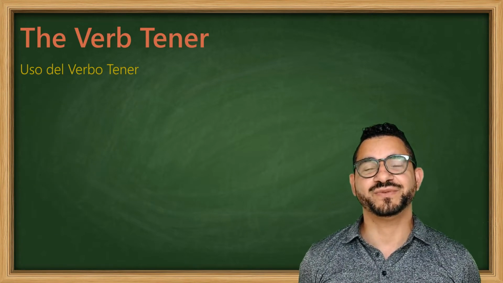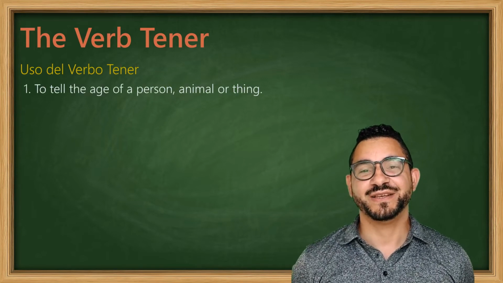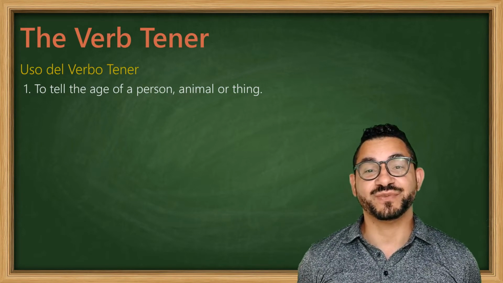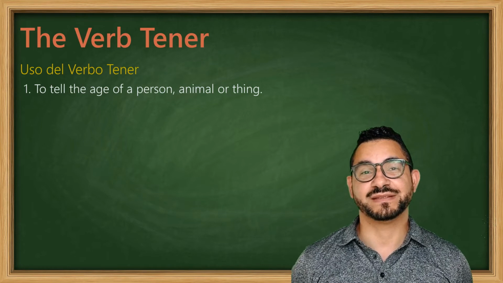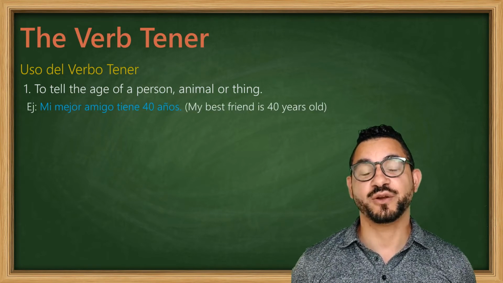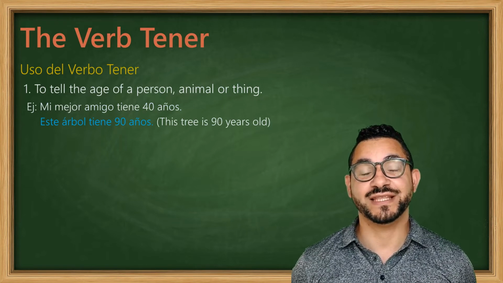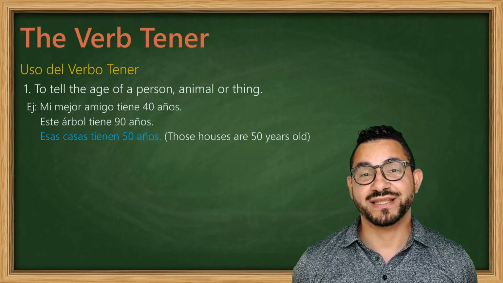So how do we use the verb tener? This is when it gets interesting. Number one, we use tener to tell the age of a person, animal, or thing. Let me give you some examples. Mi mejor amigo tiene 40 años. Este árbol tiene 90 años. Esas casas tienen 50 años.